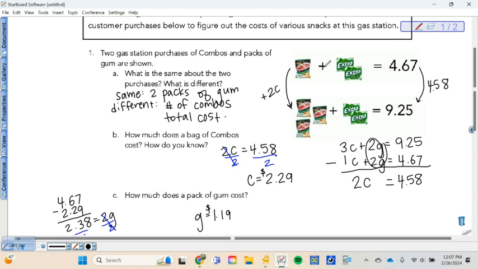But this is just kind of to show you that you use the elimination method over here, even if you didn't actually set it up this way. We're still using that same logical process, okay?